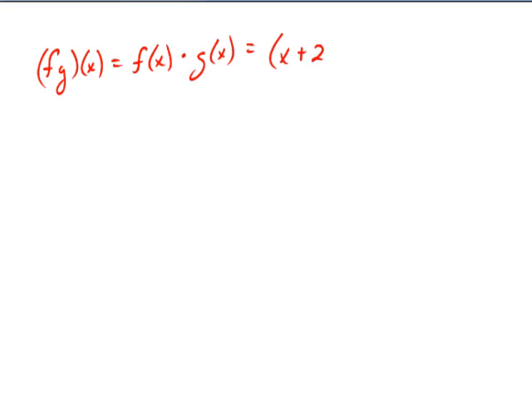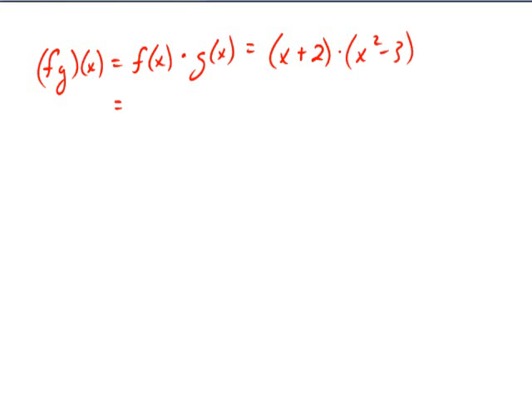Multiplication would look like this. F times g of x, which could also be written as f of x times g of x. If I make my substitution, I have x plus 2 for f of x and x squared minus 3 for g of x.